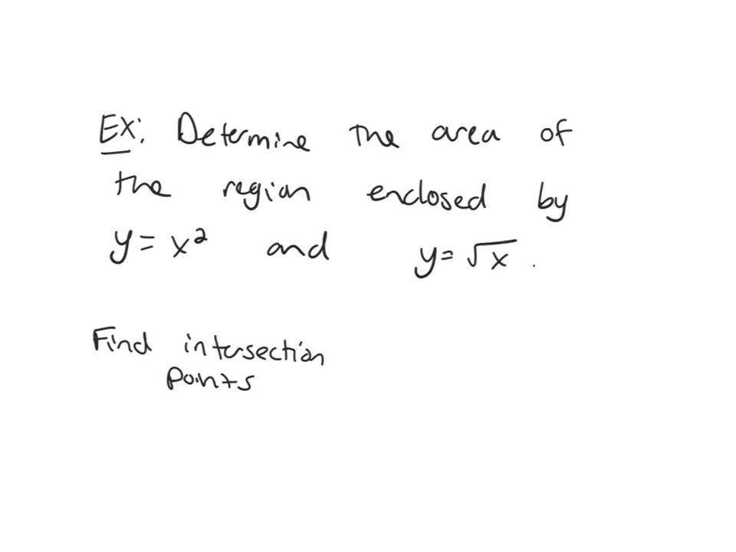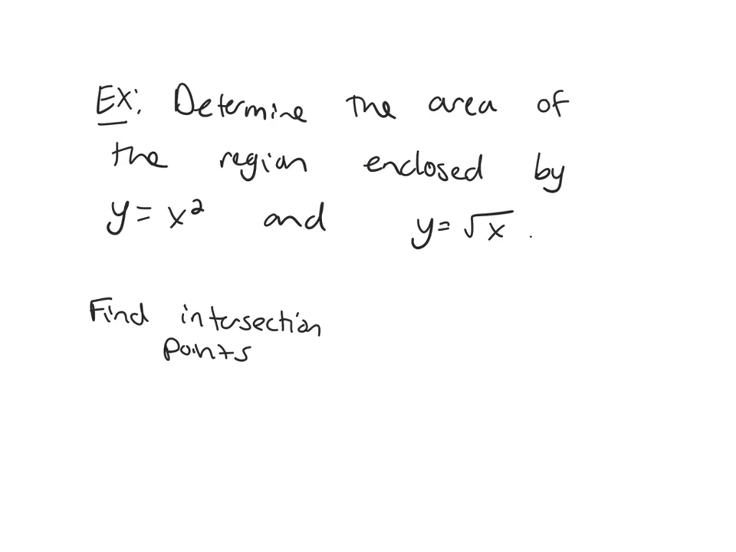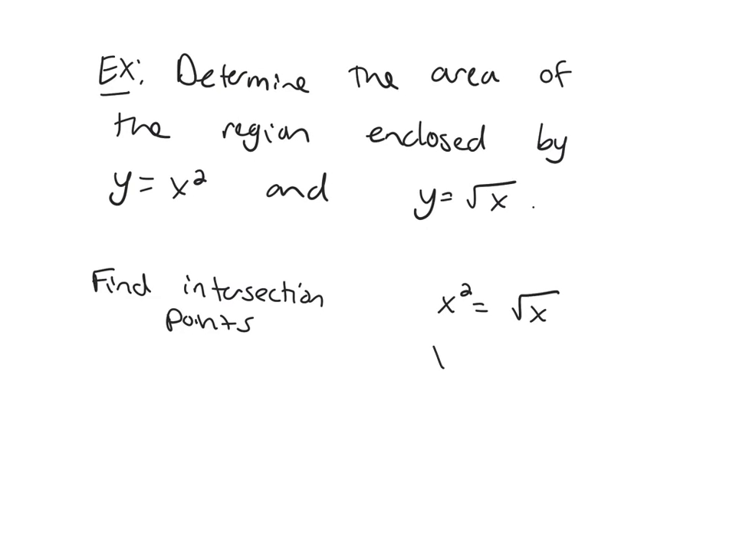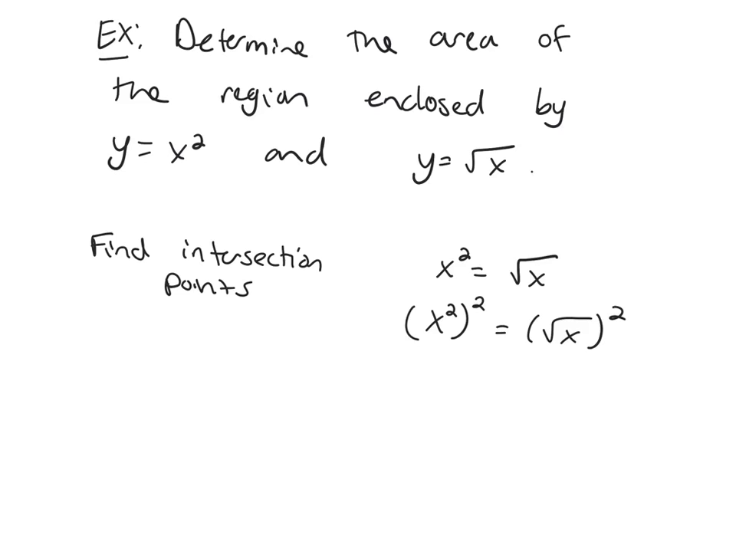So we're going to set these two equations equal to each other, which I can do because they're both solved for y here. So set x squared equal to the square root of x. And I'd want to get rid of that square root. How can we get rid of square roots? Square them. So let's just take this equation and square both sides. And that'll get rid of my square root. So it becomes x to the fourth equals x.